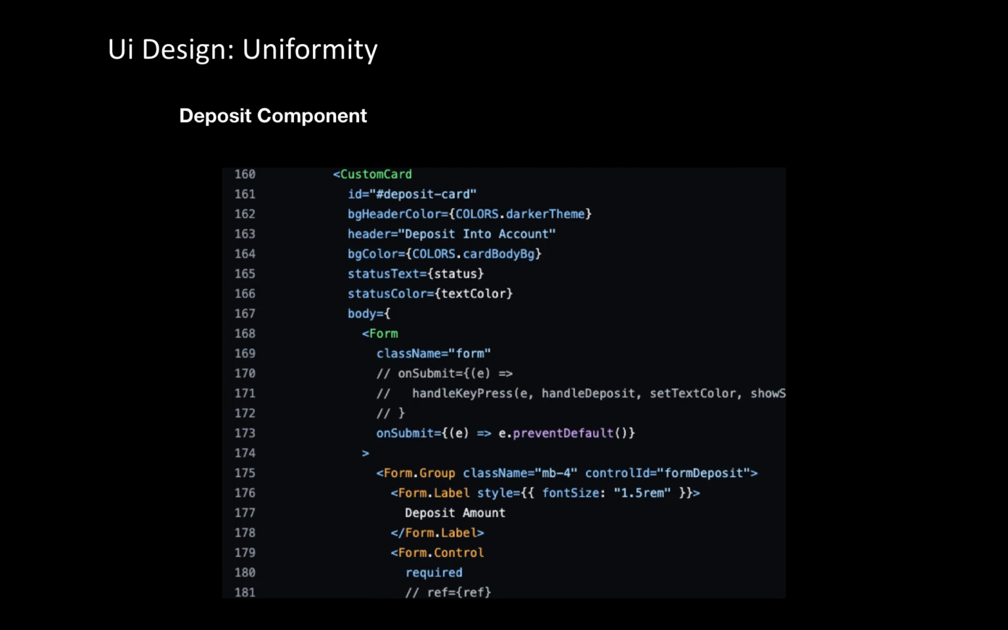But for example, you can see status text and status color. So when the user submits a deposit, if it's successful, it'll be green. If it fails or an error occurs, it'll be red. And I set that through state.